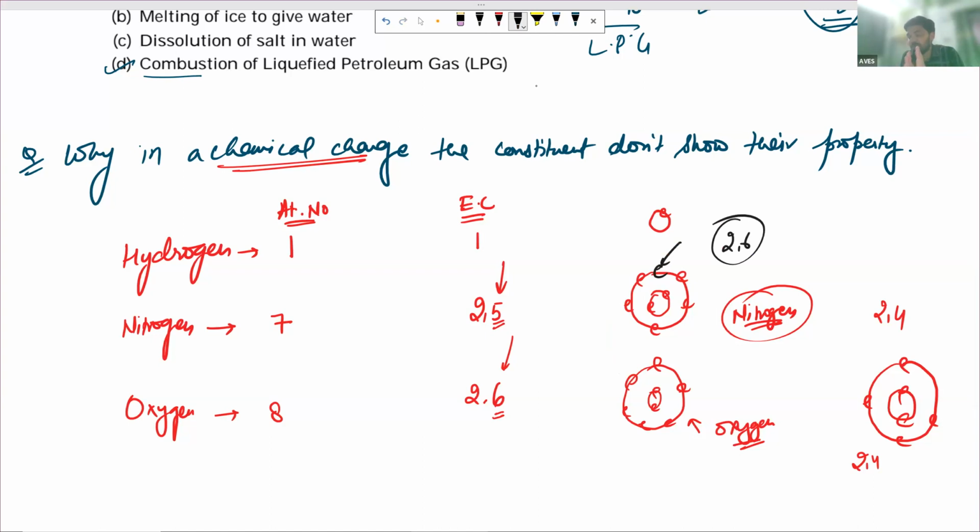So it is the number of electrons that is responsible for the properties of an element. And if a change in the electrons takes place, the substance changes. Okay, just a minute, there is noise.